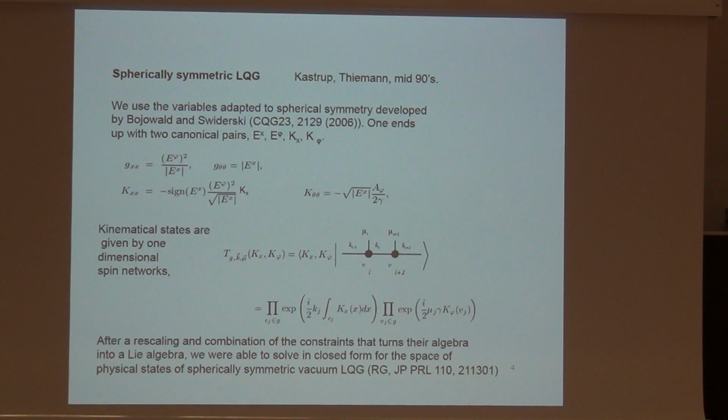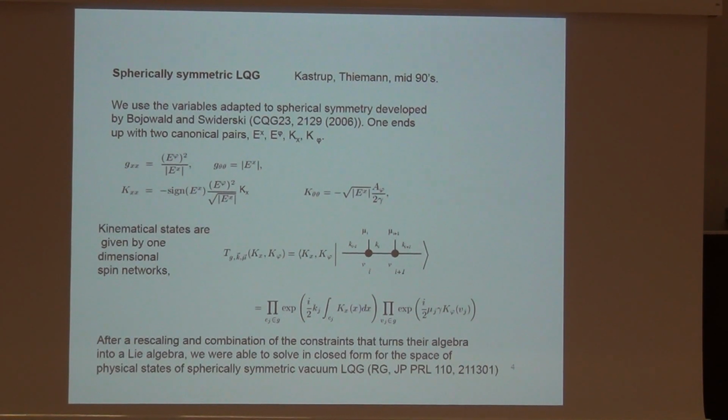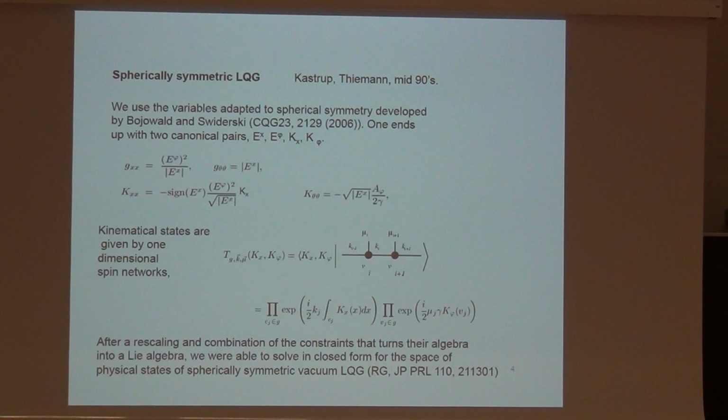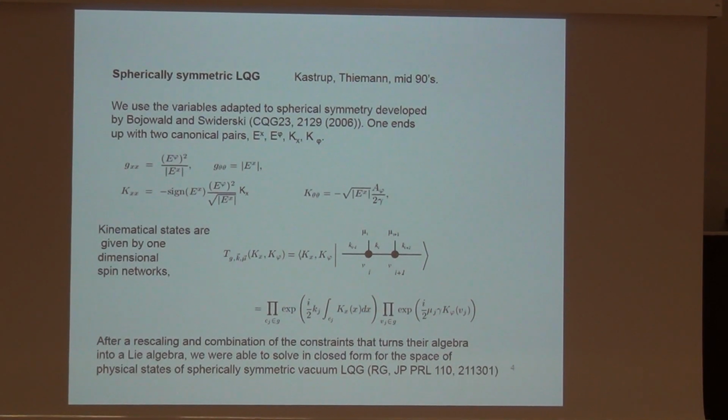Now, when you try to do spherical symmetric gravity, you have two constraints. You have the diffeomorphism constraint in the radial direction, and you have the Hamiltonian constraint. And just like in the full theory, these satisfy not a Lie algebra, but an algebra with structure functions. So that is a problem, because we don't know how to deal with that.